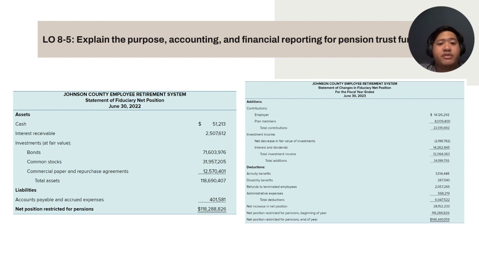In the statement of changes in fiduciary net position, the employee and employer contributions and investment income are recorded as additions to net position rather than revenues. And similarly, the benefits paid, refunds of contributions, and administrative expenses are reported as deductions from net position rather than expenses.